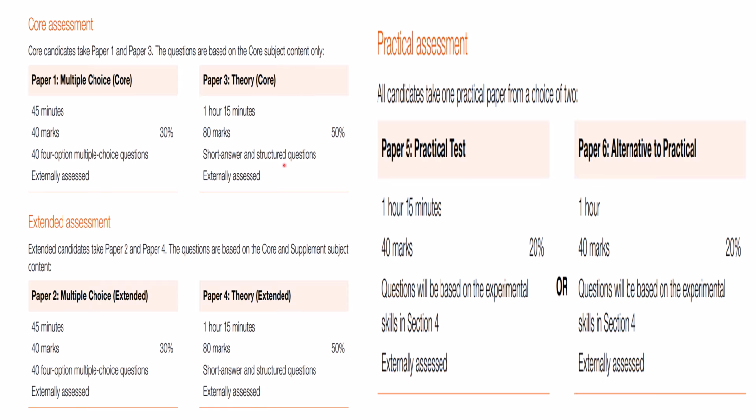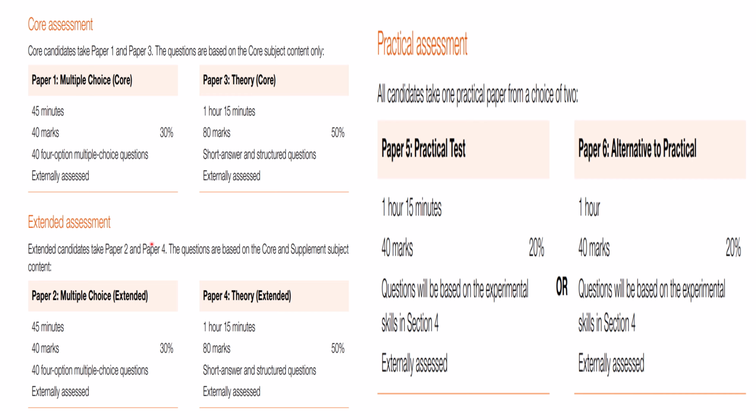Paper 3 is the theory paper. It takes 1 hour 15 minutes. It carries 80 marks and the weightage is 50%. It includes short answer and structured questions. This paper checks how well you can explain biological ideas using correct terms. The important thing is core students can achieve grades up to C.